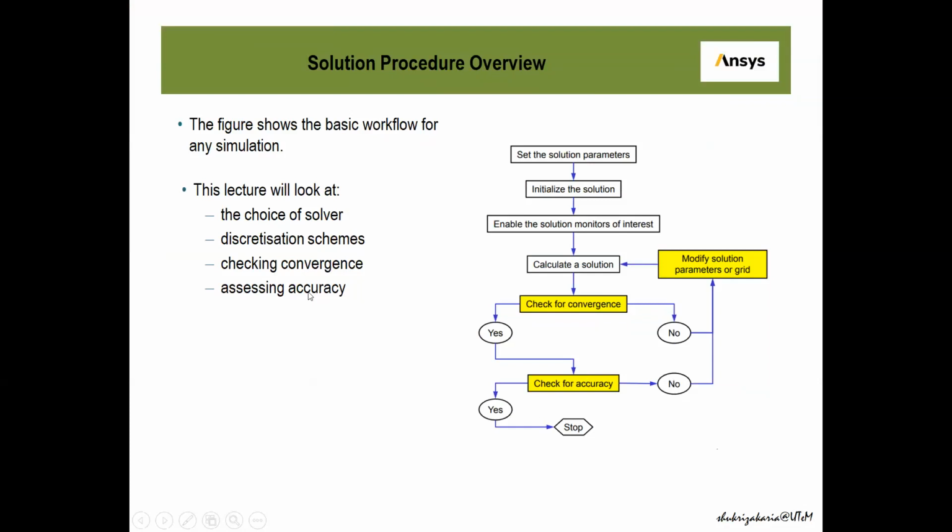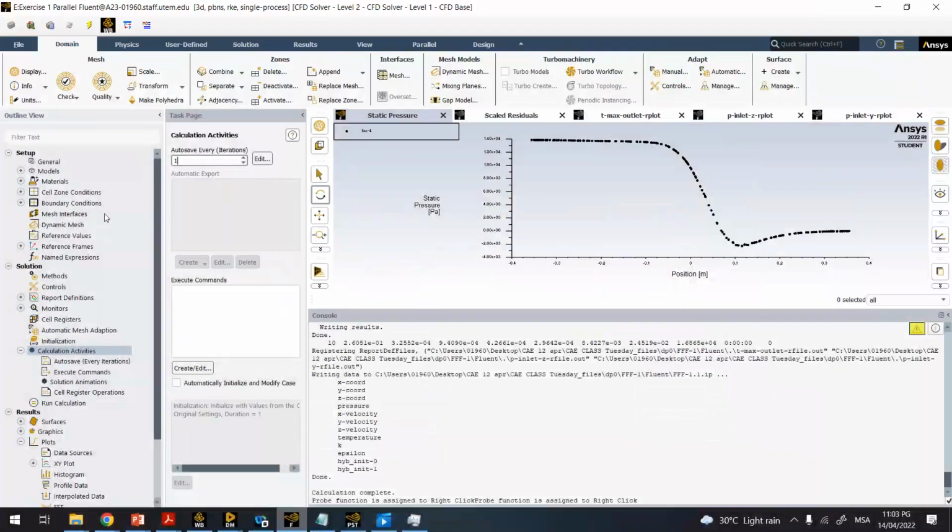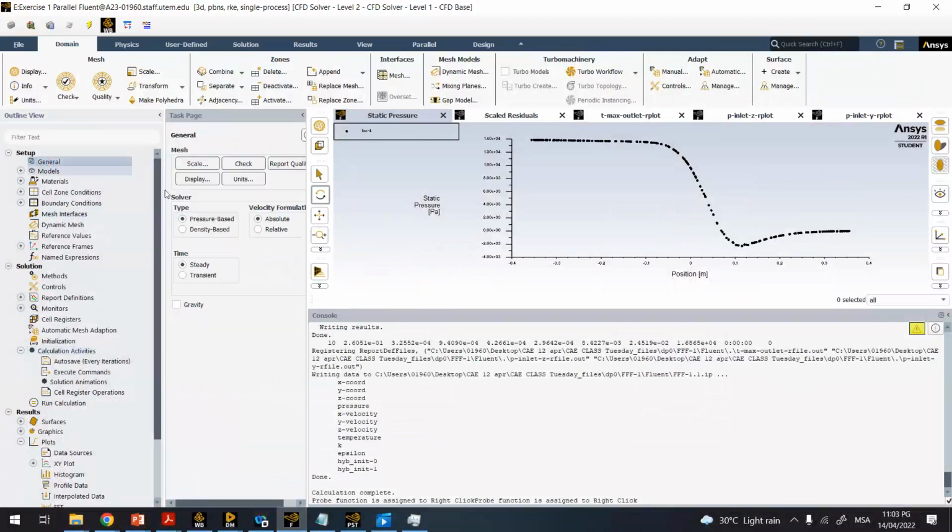In Fluent, there are two kinds of solver. You may notice we have a pressure-based solver, and then we also have the density-based solver. Where is it located? It is located here, under General, you have pressure-based and density-based. So what is the meaning? What is the difference?